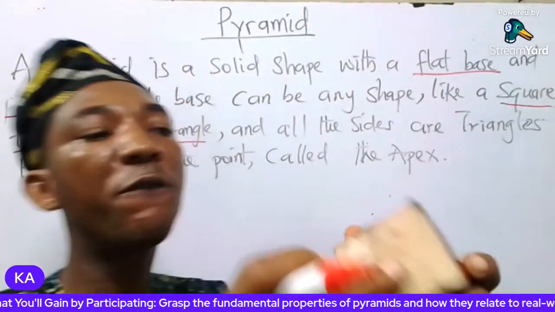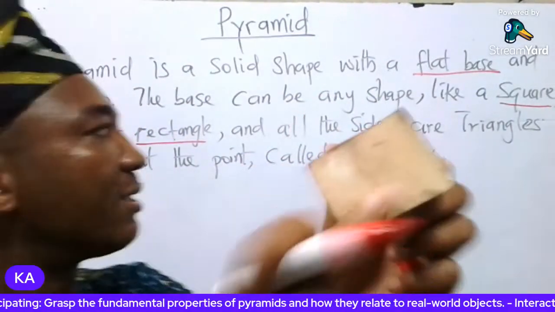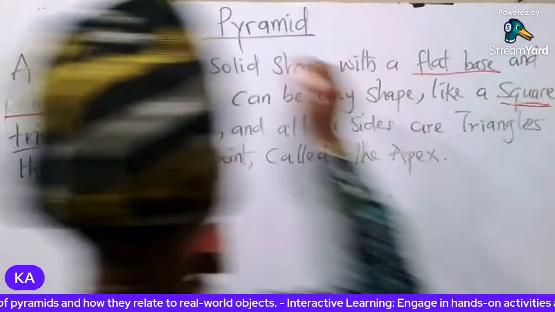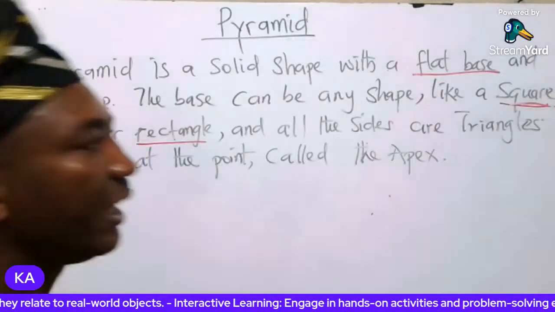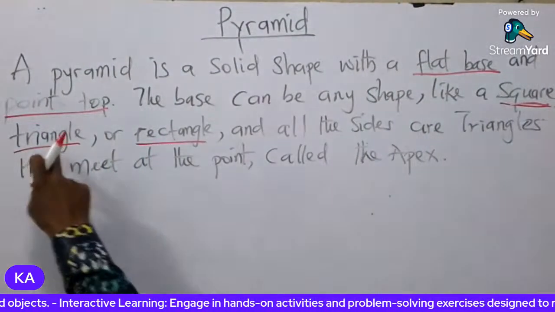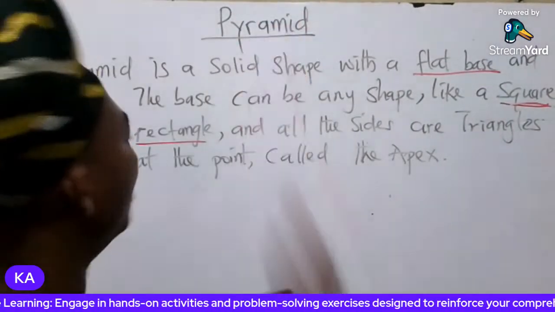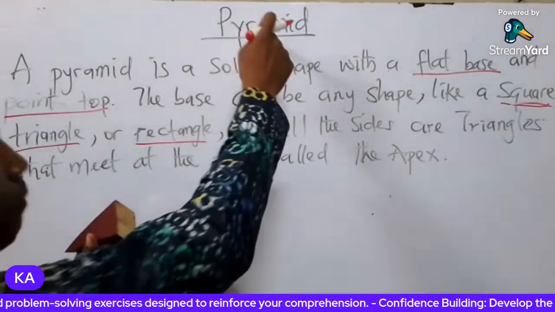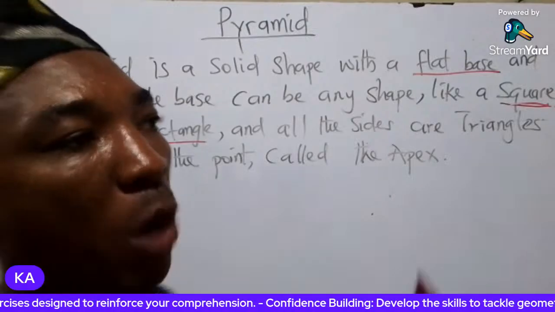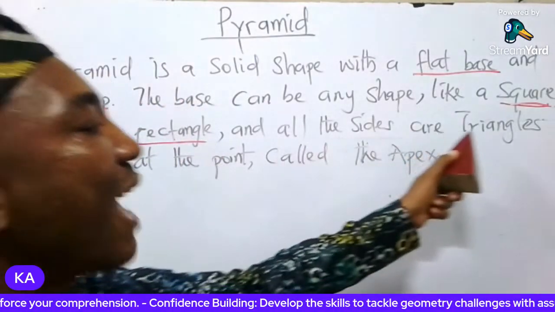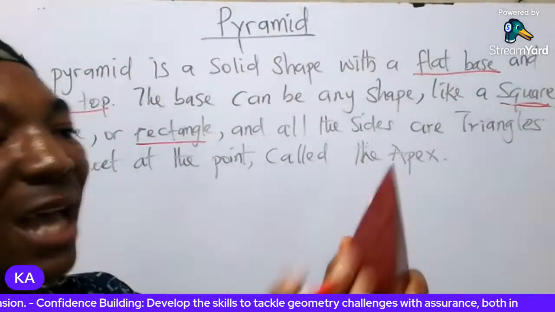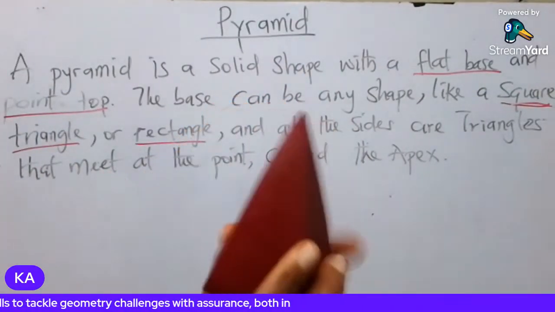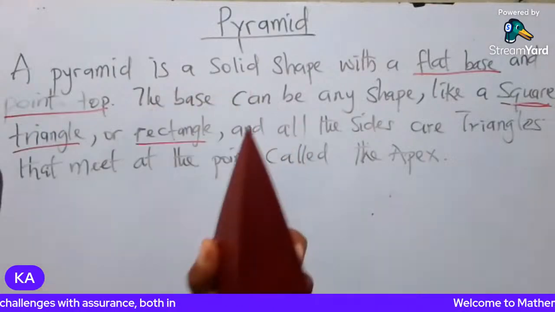So that means if the flat base is square, you call it square pyramid. If the flat base is triangle, you call it triangle pyramid. If the flat base is rectangle, you call it rectangular pyramid. And one more condition. All other sides must be triangle. When you look here now, other side is triangle. This is also triangle. This is also triangle.